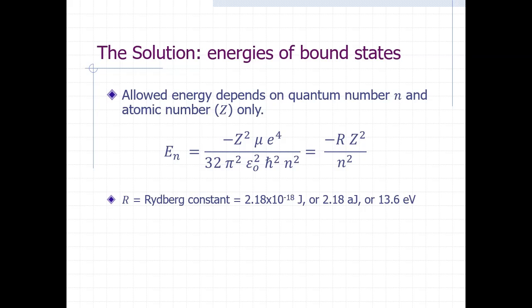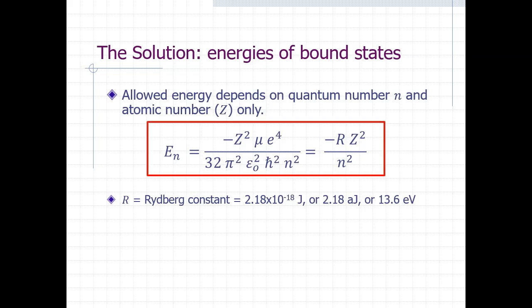The allowed energies for the bound states can be shown to be given by this formula. Here, Z is the number of protons in the nucleus. Mu is the reduced mass of the electron and nucleus, which is essentially the mass of the electron. e is the fundamental charge of 1.6 times 10 to the negative 19 coulombs. Epsilon naught is the permittivity of free space. h bar is Planck's constant divided by 2 pi. And n is the principal quantum number.